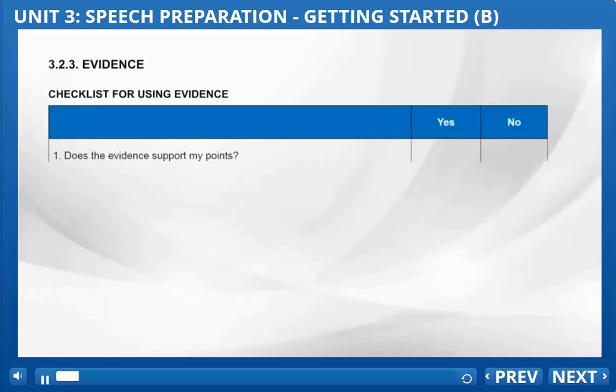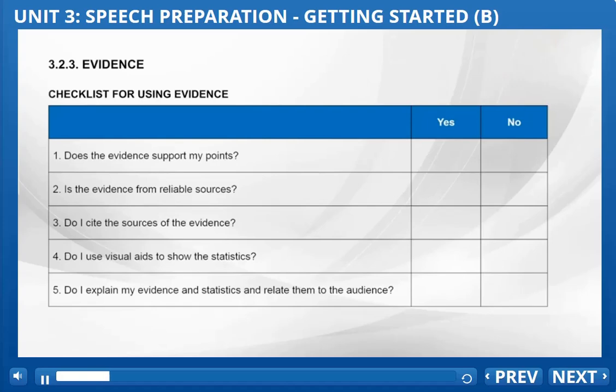So this is the checklist to give your evidence. So the first one, does the evidence support my points? Next, is the evidence from a reliable source? Next one, do I cite the sources of the evidence? Next, do I use visual aids to show the statistics? And last, do I explain my evidence and statistics and relate them to the audience?